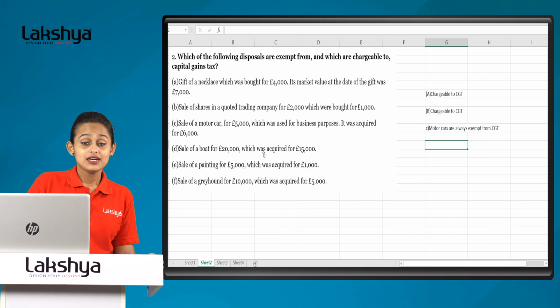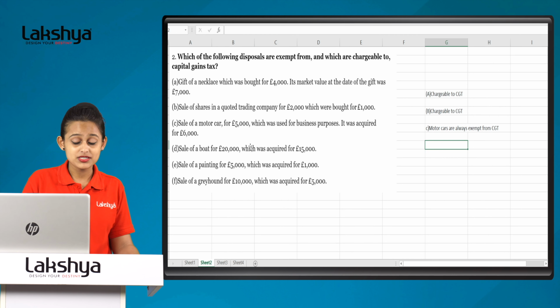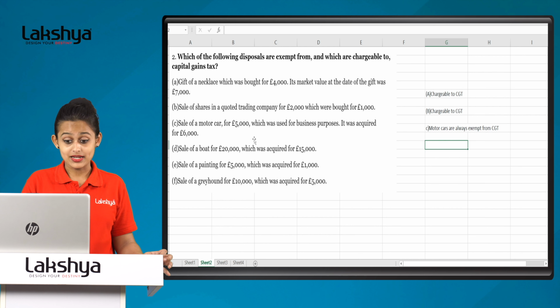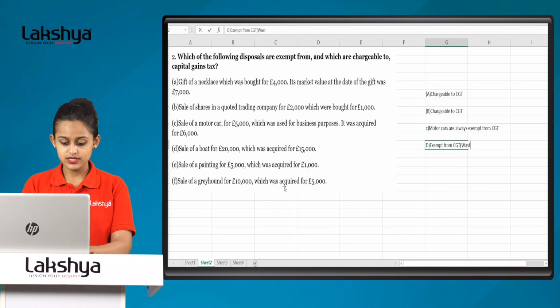Then next one, boat. Is a boat a chattel? Yes, it is a chattel. Is it a wasting chattel or non-wasting chattel? It is a wasting chattel. So since it is a wasting chattel, it is exempt. Correct? Okay. So exempt from CGT.